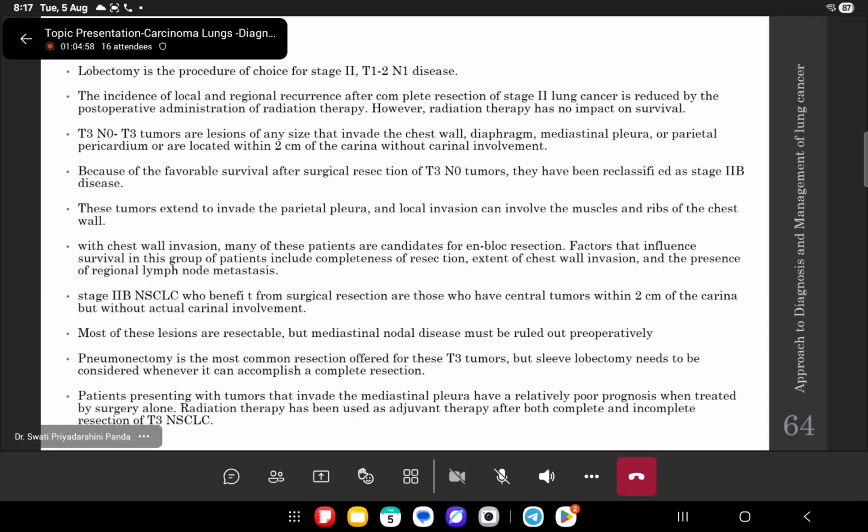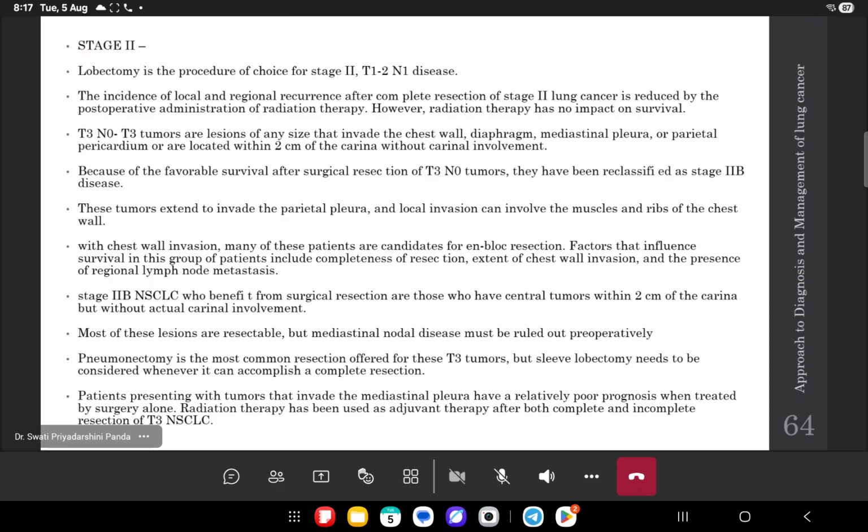These tumors extend to invade parietal pleura. Local invasion can involve muscle and ribs of the chest wall. With chest wall invasion, many of these patients are candidates for en bloc resection. Factors that influence survival of these patients include completeness of resection, extent of chest wall invasion, and the presence of regional lymph node metastasis. Stage 2B patients who benefit from surgical resection are those who have central tumors within 2 centimeters of carina but without actual carinal involvement.